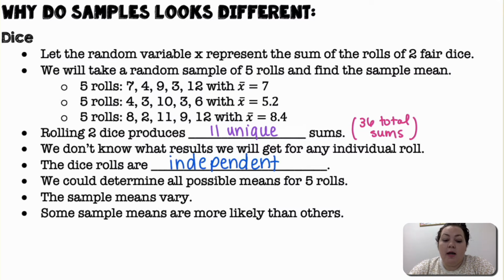The dice are independent, all right, so when I'm rolling the dice, those are independent events. We could determine all possible means for 5 rolls. The sample means vary, and some sample means are more likely than others, right? So some of the sums, I can make that combination more than others.